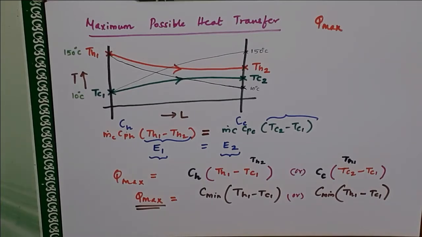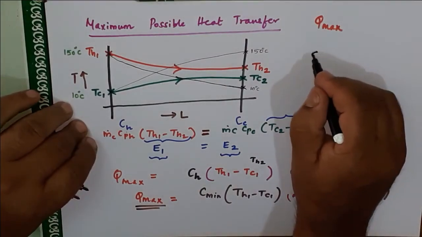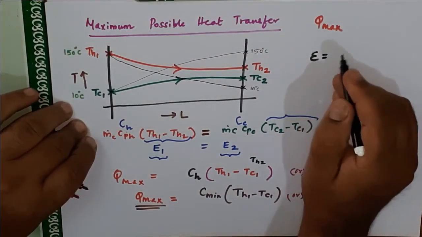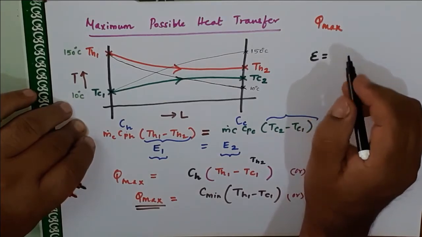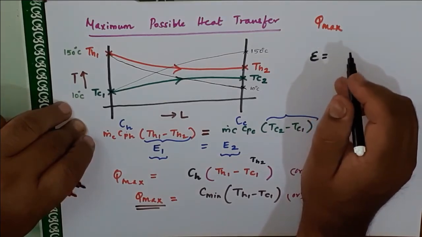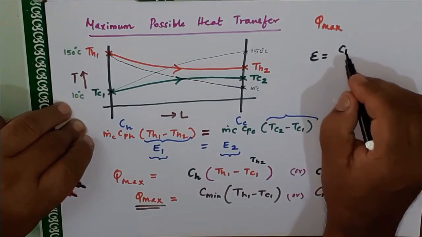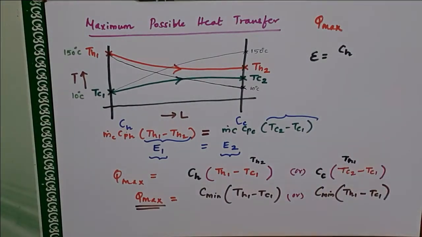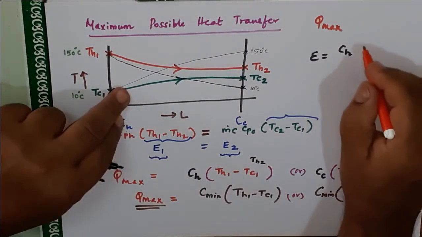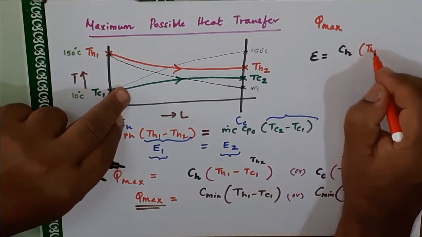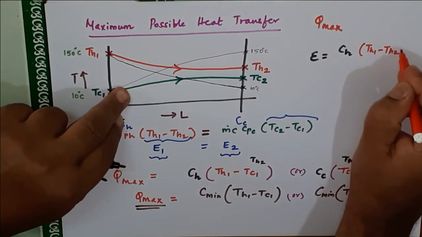So what is effectiveness now? Effectiveness is nothing but Q by Q maximum. Q we get from the energy equation. So the hot fluid energy equation is CH into TH1 minus TH2, the energy balance.